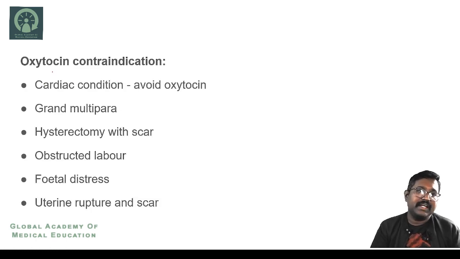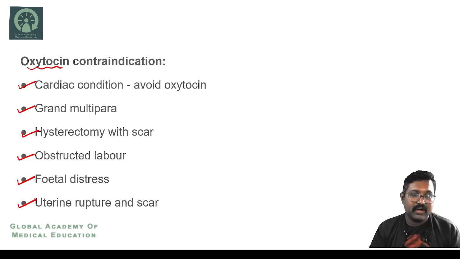What are the contraindications? The list of contraindications for use of oxytocin is: if there is a cardiac condition, please avoid it. In case of grand multipara, if there is a scar due to hysterectomy, if there is obstructed labor, if there is existing fetal distress, and if there is a scar due to uterine rupture. All these are contraindications for the use of oxytocin.